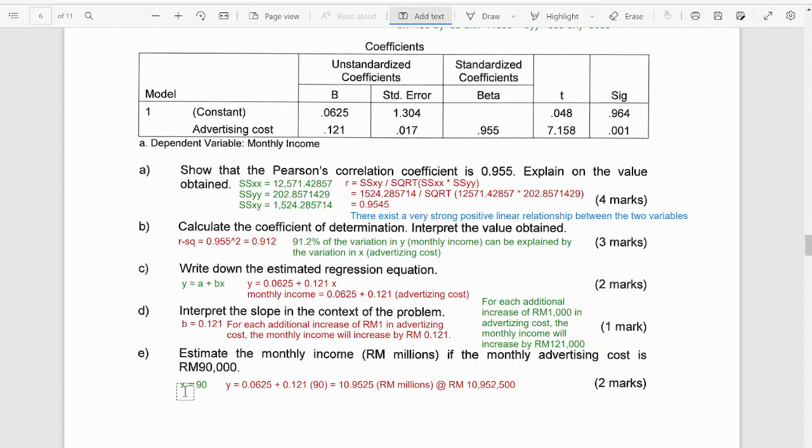Alright, okay. Boleh. So that is it for the discussion on the last chapter in our syllabus, that is chapter 5, Bivariate analysis.